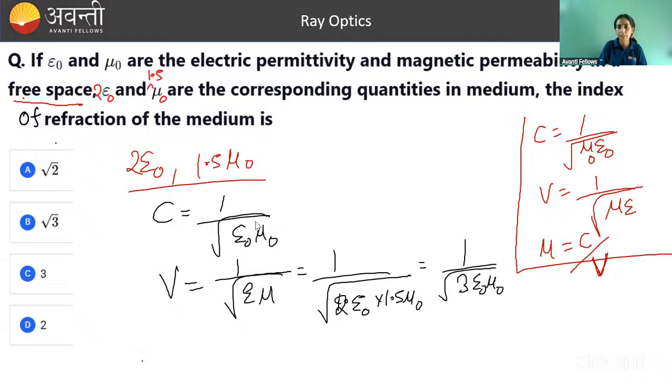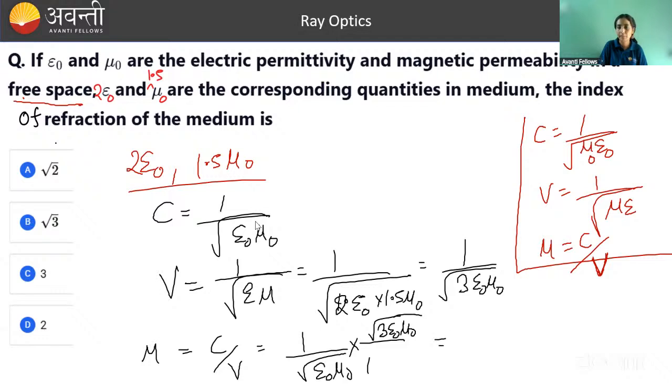Now, if you calculate the refractive index, what is it? C by V. So you will write 1 by root under epsilon naught mu naught into the value of V, which is 1 divided by root under 3 epsilon naught mu naught. So that will give you how much? Root under 3. The correct answer should be B, right?